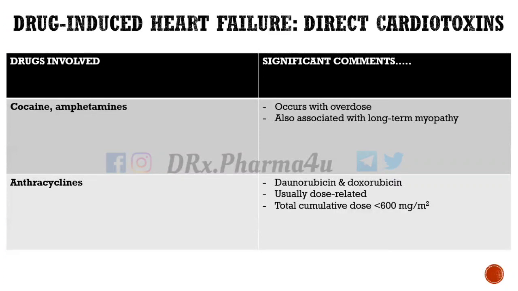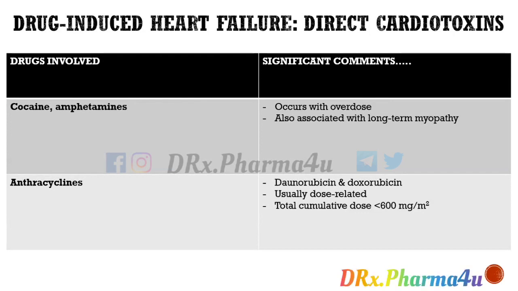Then we can come to direct cardiotoxins. Direct cardiotoxins means these molecules directly go to the heart muscle and damage it, and that can lead to cardiomyopathy or heart failure, whatever it is. So cocaine and amphetamines, people who overdose on them, can develop this problem. It is also associated with long-term myopathy. So if you are having a chronic intake of this kind of abusive substances, then definitely it can damage your heart muscles in the long run.